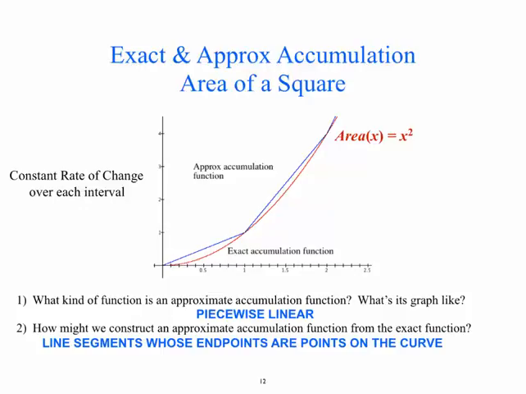Easy question. Go by smaller numbers. Smaller intervals, right? So with smaller intervals, here's intervals of 0.5. You can just barely see daylight now between the exact accumulation function and the approximate. You can still see that they're different, but boy, is this doing a much better job of approximating the exact accumulation function. Again, constant rates of change over each interval.